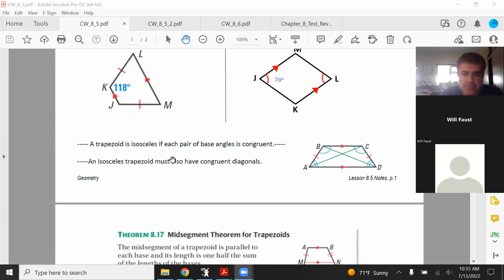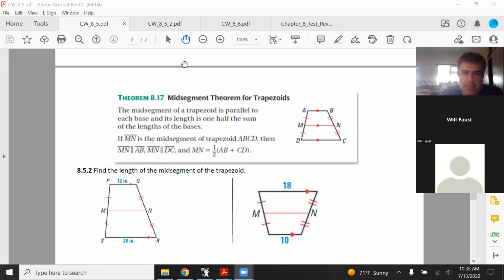The mid-segment theorem for trapezoids. The mid-segment's just a segment that covers the midpoints of each of the legs. So these are the legs. They don't have to be the same, the legs, but what will happen is that the length is 1/2 the sum of the bases. So you can see this formula right here. MN's a mid-segment, and it's half the sum of AB and DC.